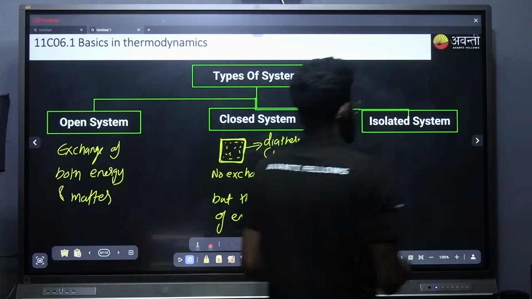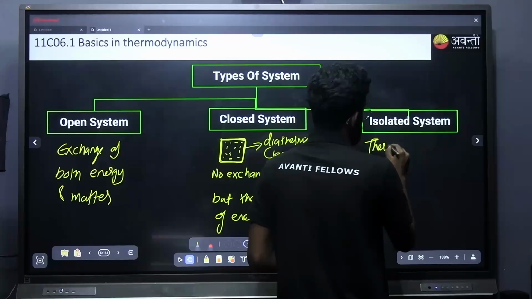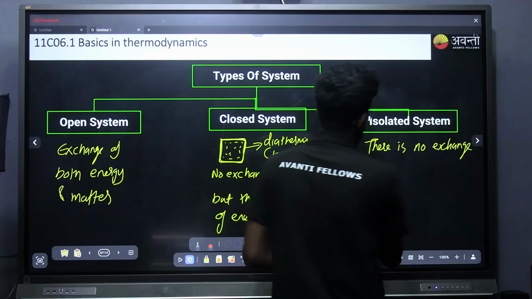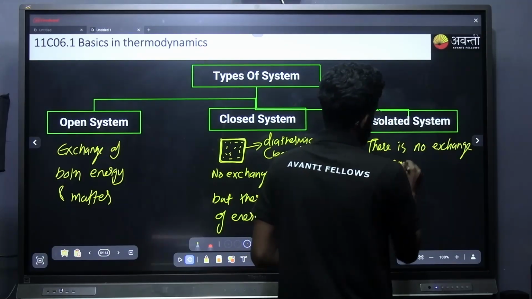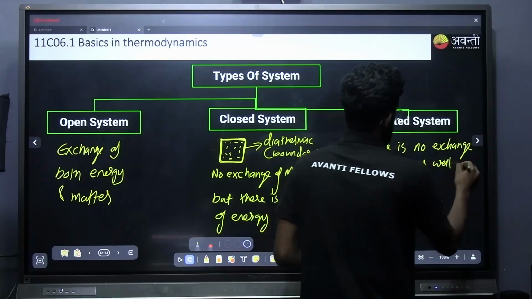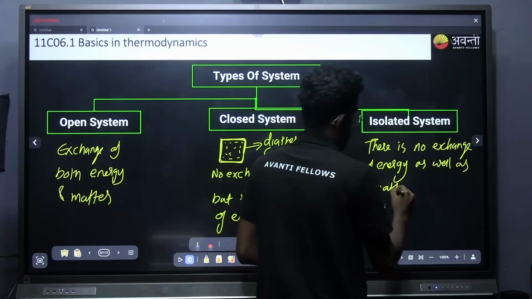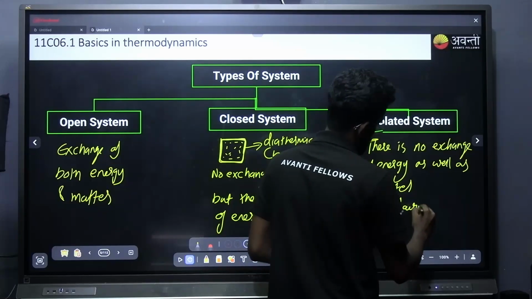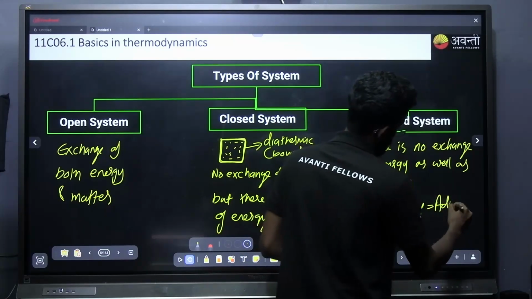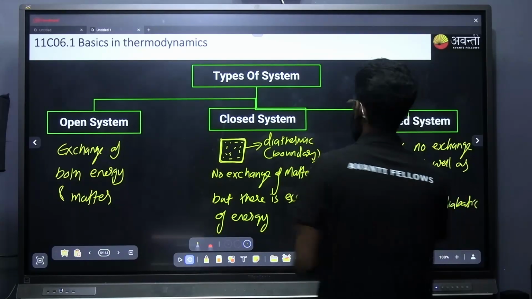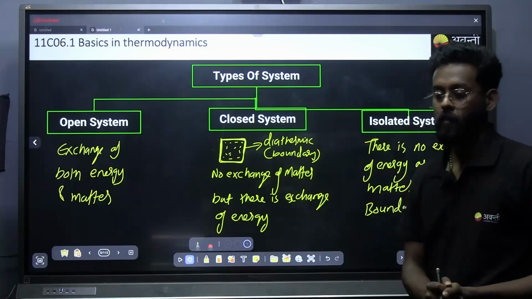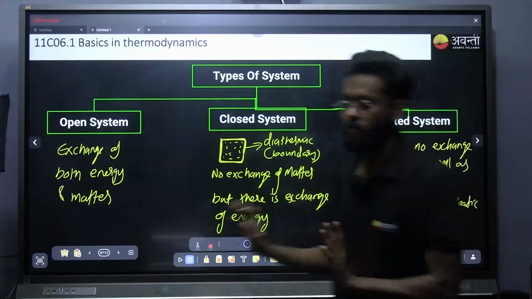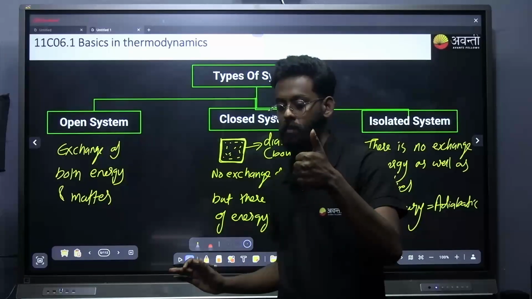And what about an isolated system? For an isolated system, there is no exchange of energy as well as matter. And what about the boundary? Adiabatic. Yes, very good. It is an adiabatic boundary. This is a small idea about the types of systems. Okay, hope it was clear to everyone. These are basic things only, just to have an idea, that's enough. Shall I move on? Give me some thumbs up, some reactions.